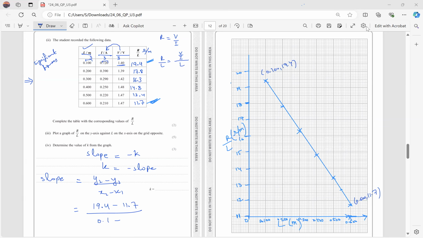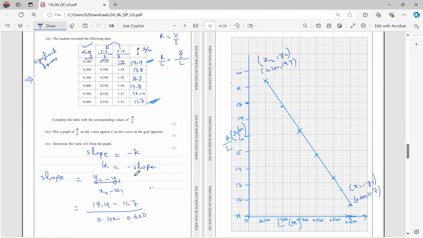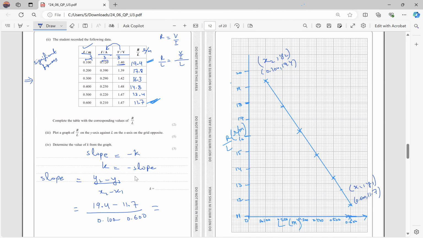Okay, so 19.4, and this is one of the coordinates, and this is our other coordinate, x1, y1. So let's subtract them. 19.4 minus 11.7 over 0.1 minus 0.6. Remember, you can't just switch it and do higher value minus lower value. You have to keep the symmetry. It's y2 minus y1 and x2 minus x1. Be careful with that. Okay, so let's solve that.